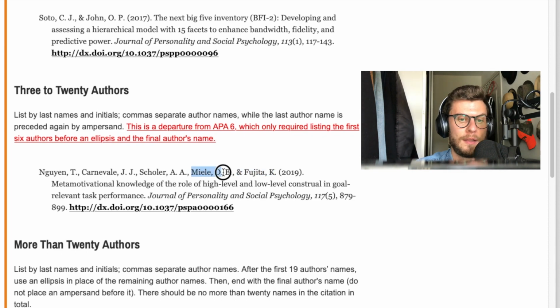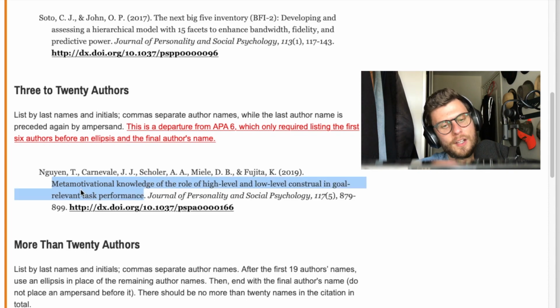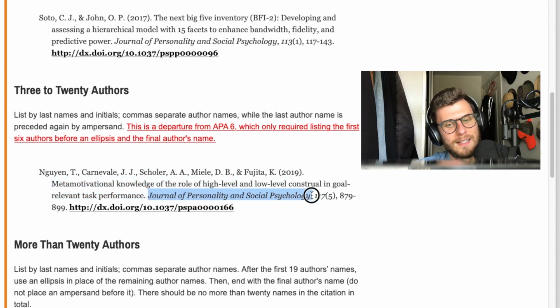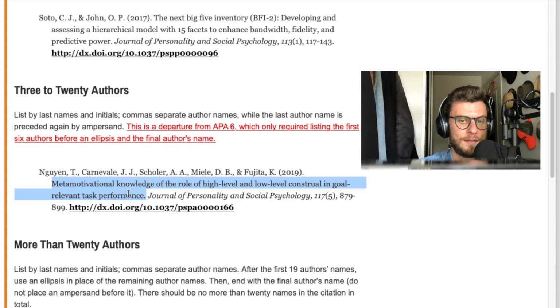So we have the second to last author here, Miel, DB, period, comma, and then the ampersand sign denotes the last author, Fujita, K, and then the year, then, for example, the title of the article, and then the italicized title of the journal. So this is the Journal of Personality and Social Psychology. This gets italicized, and of course, the title of the article is just left alone like this.